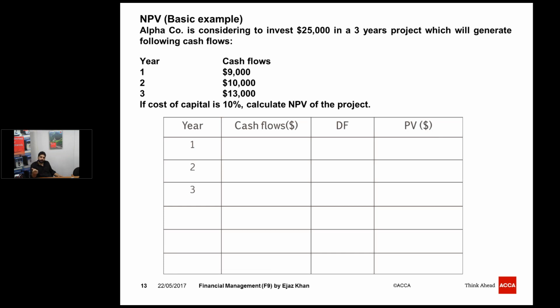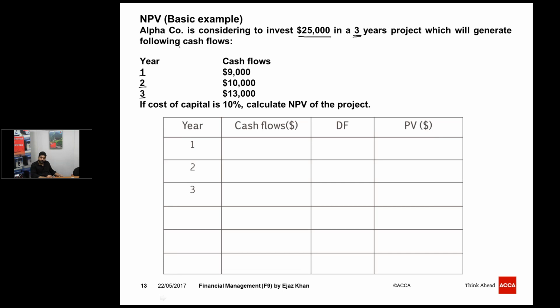What about a project in which we will invest at point zero? That is, in this case, Alpha Company is considering to invest $25,000 today in a project which is going to last for 3 years, and it will generate cash inflows after every year till the end of the project. So what if a project gives you cash inflows after every year? How will we evaluate such a project?